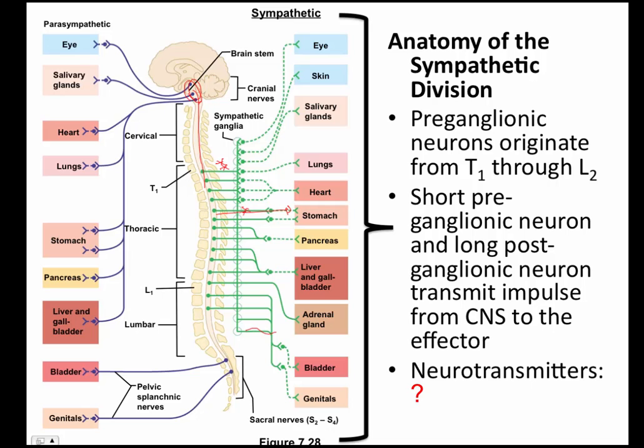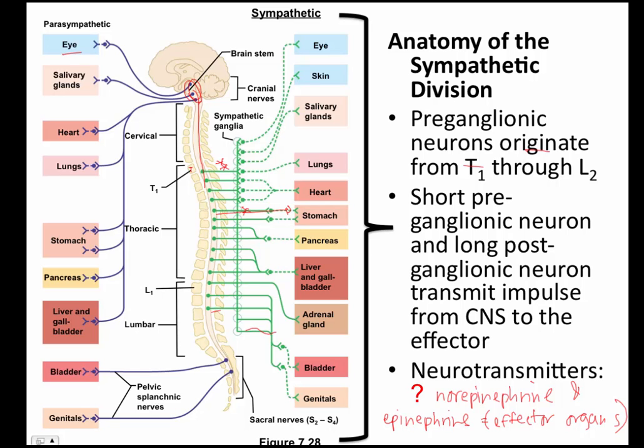And so preganglionic neurons are going to originate from T1, so thoracic 1, all the way to lumbar 2. And the neurotransmitters we're going to be looking at are norepinephrine and epinephrine. And so these are going to target our effector organs.